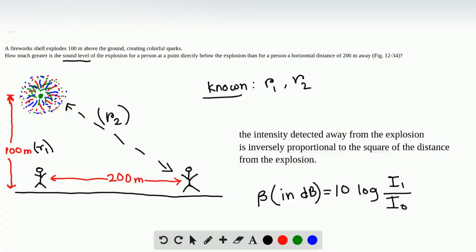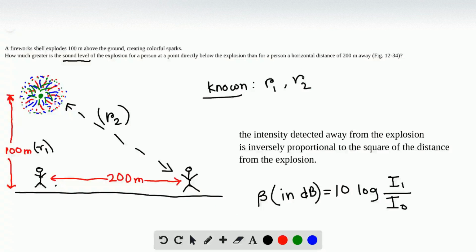Now here, what do we know? We don't know the intensity, but we can actually figure out the intensity. Now here's the fireworks, and our known values are the distance from the fireworks to the person closest to it, and it's 100 meters, and we call it R1. And R2 is the distance from the fireworks to the furthest person. Now we don't know that distance, but we can figure it out because we know the distance between the persons that are standing 200 meters apart.